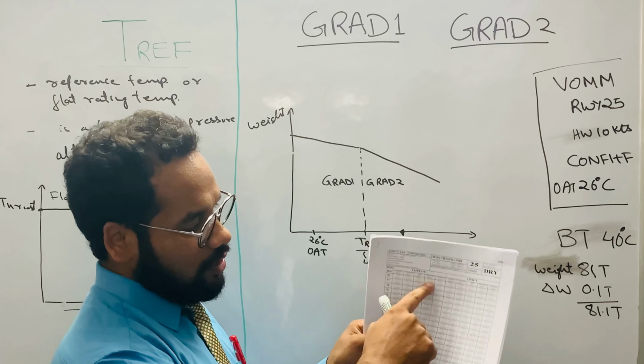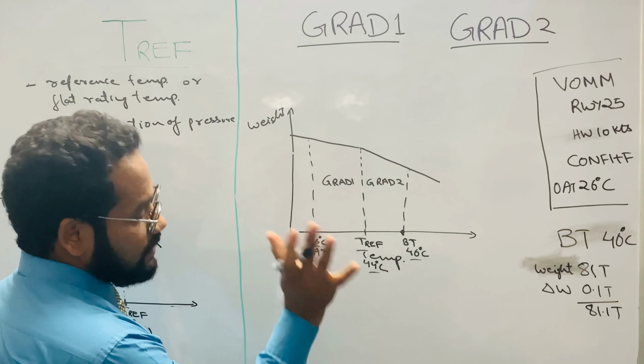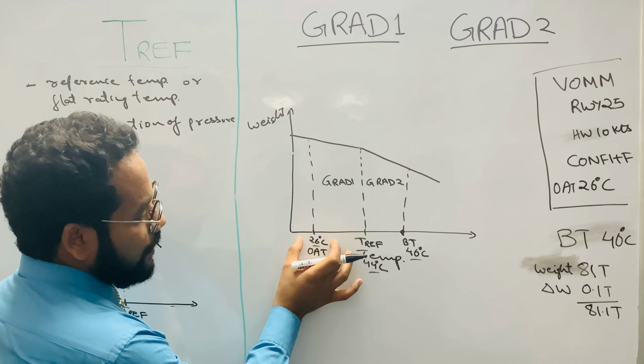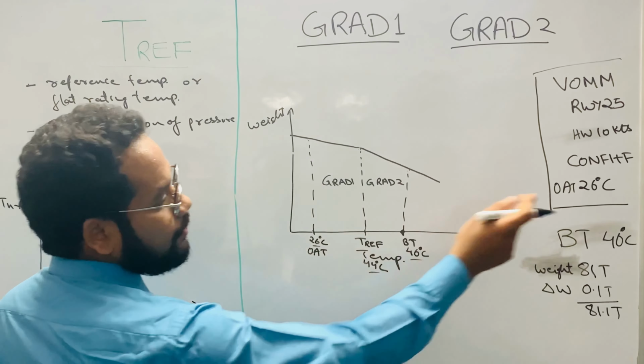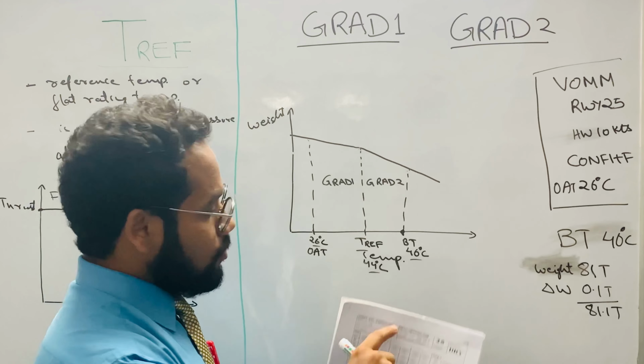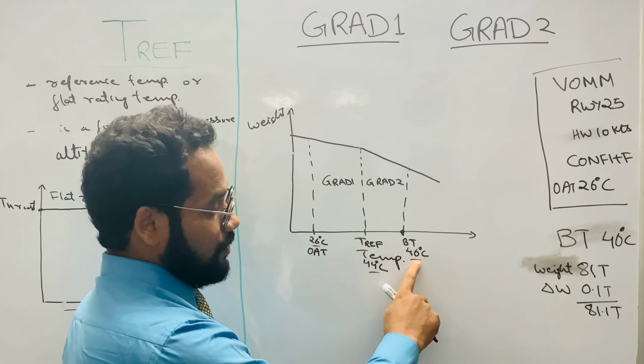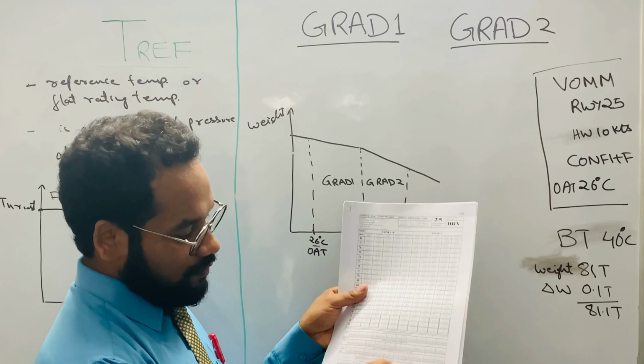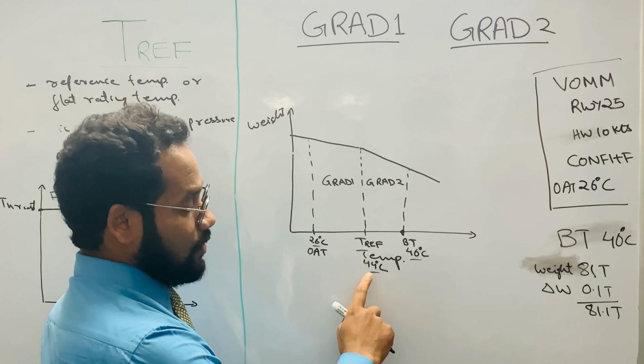GRAD 1 correction is applied below Tref, and GRAD 2 correction is applied above Tref. As of now we have discussed that the OAT is 26, the box temperature, which you find on the topmost row of the RTOW chart as the lowest temperature, is 46, and Tref you get from the bottom of the chart, which is 44 degrees Celsius. I hope this much is clear till now.